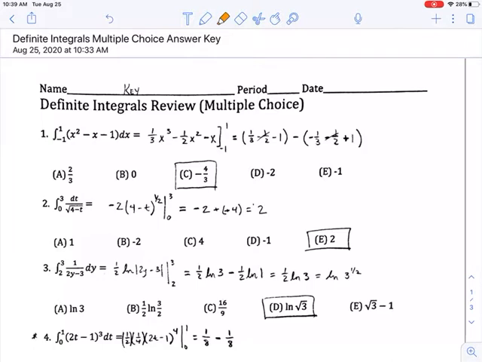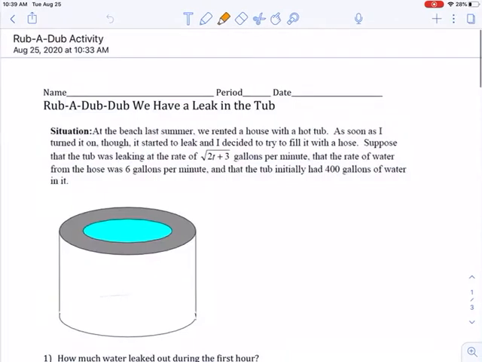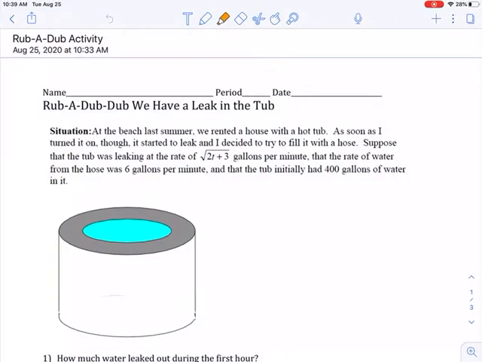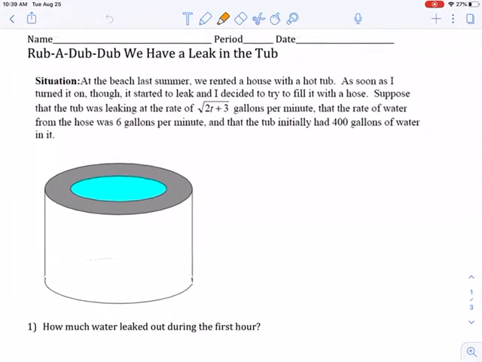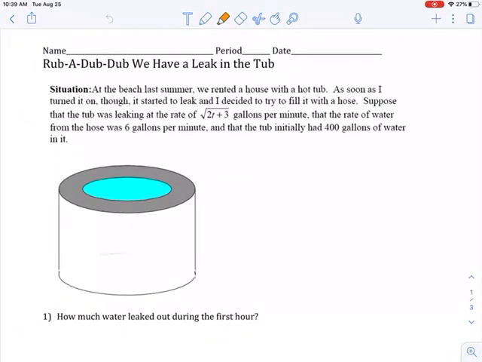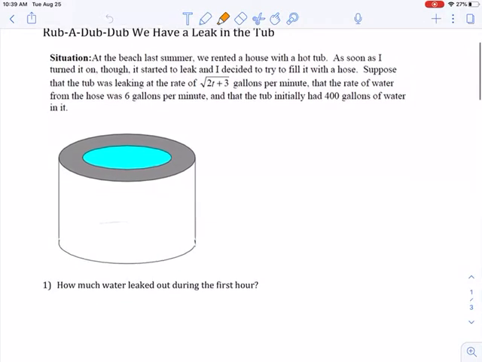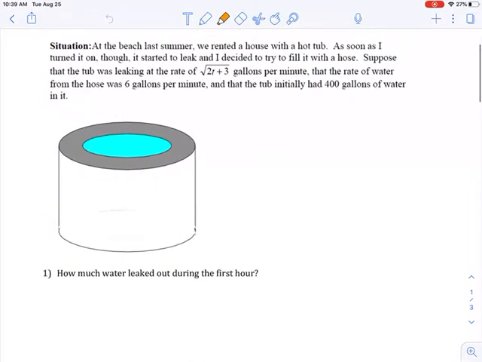I'm going to have the sub go ahead and hand out the Rub-a-Dub-Dub activity sheet. You can have your calculators out, so go ahead and get those out also, making sure that they are in radian and function mode. Okay. Remember, if I ever move on too quickly, you do have the capability of pausing this video.